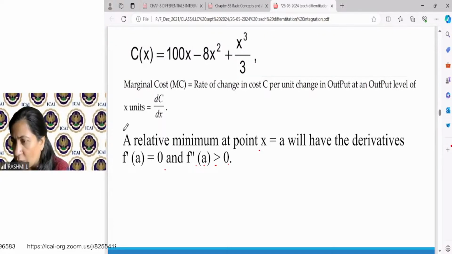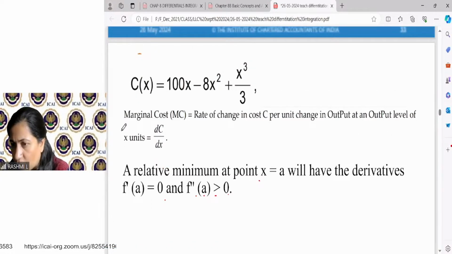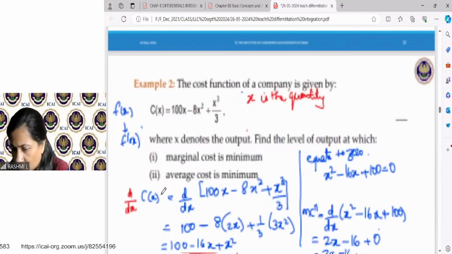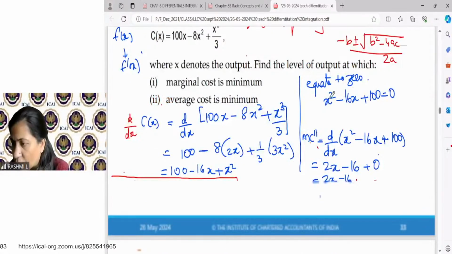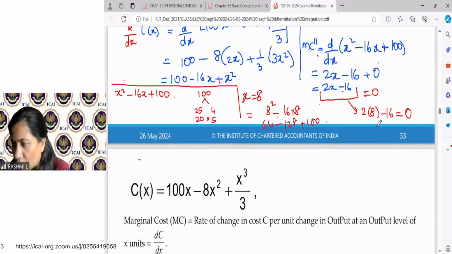With the average cost, now they want the average cost also. You have understood here? Okay. You've understood here 2x minus 16 is equal to 0. So you have 16 minus 16 is equal to 0.